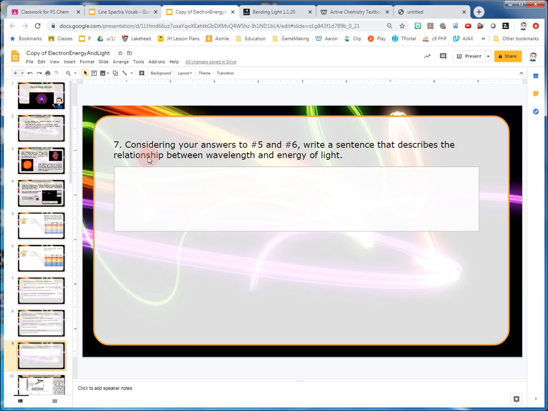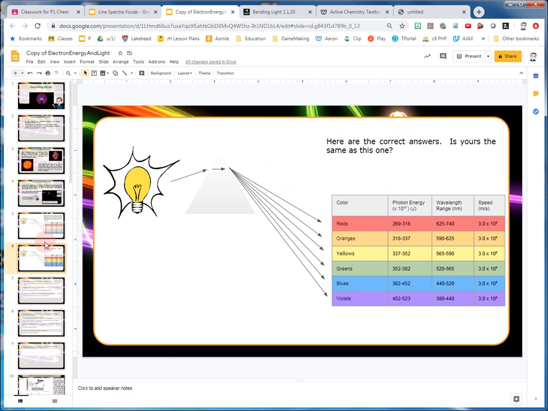Write a sentence that describes the relationship between wavelength and energy of light. Well, it seems to me that when wavelength is big, energy is small. And when wavelength is small, energy is big.